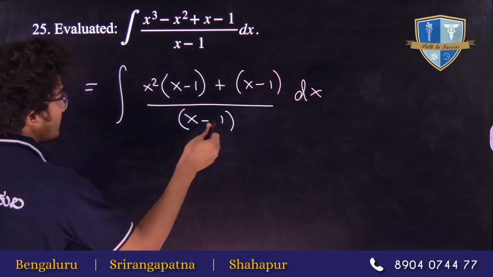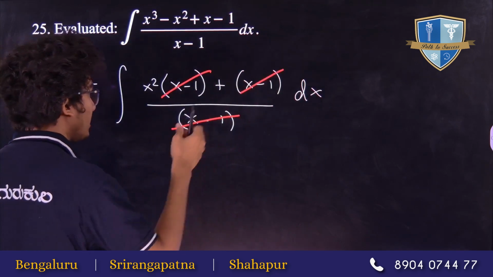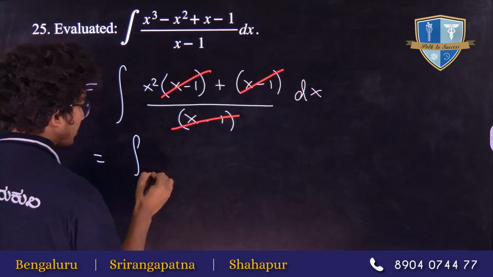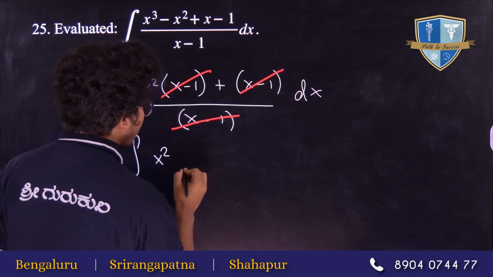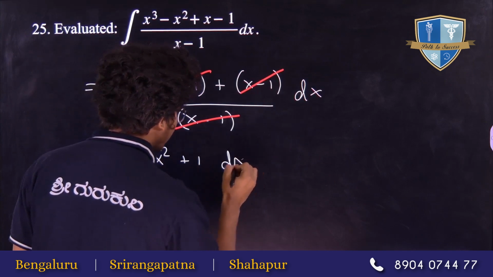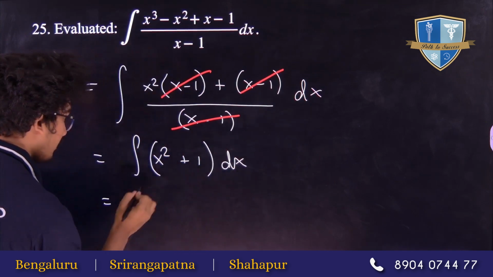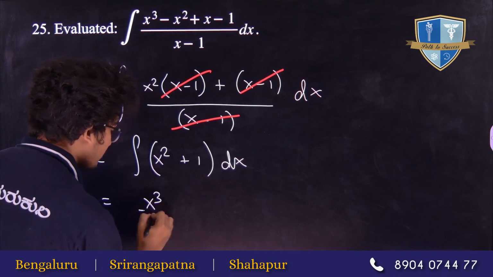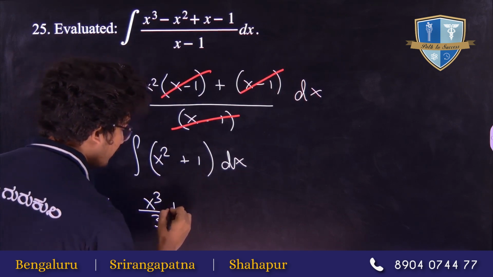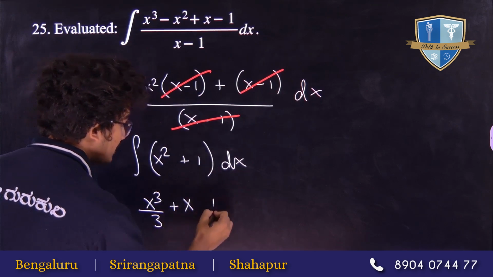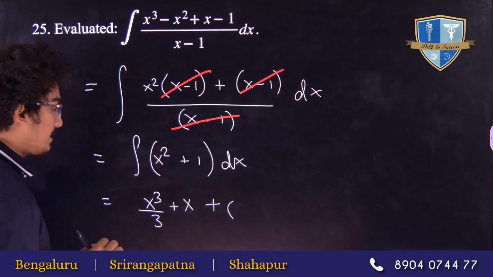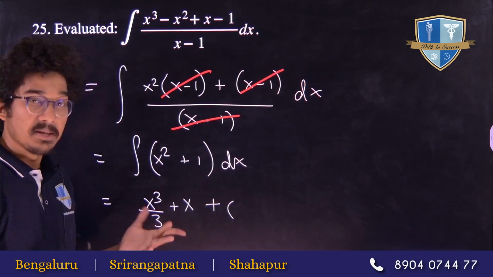Now this x minus 1 and x minus 1 will cancel out. So this will become integration of (x square plus 1) dx. Correct? So integration of x square will become x cube by 3. Integration of 1 will become x, plus c, since it is an indefinite integration. So our final answer will be x cube by 3 plus x plus c.